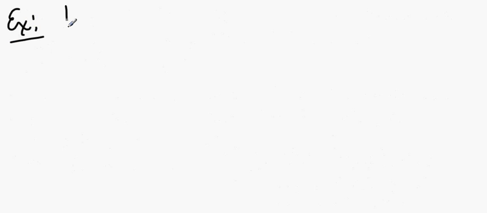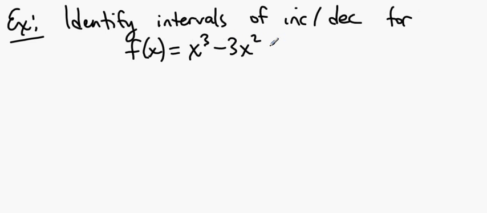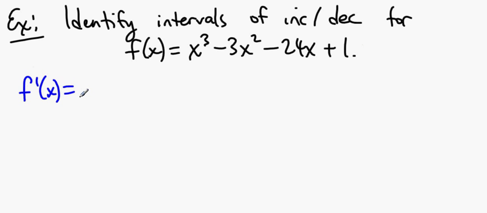So how does this pop up? Let's identify intervals of increase or decrease for f of x is x cubed minus 3x squared minus 24x plus 1. I want to be able to identify intervals of increase or decrease, and I don't want to have to use my magic knowledge box to do it. So we know from the first derivative test that if f prime is positive, f is increasing, and if f prime is negative, f is decreasing.